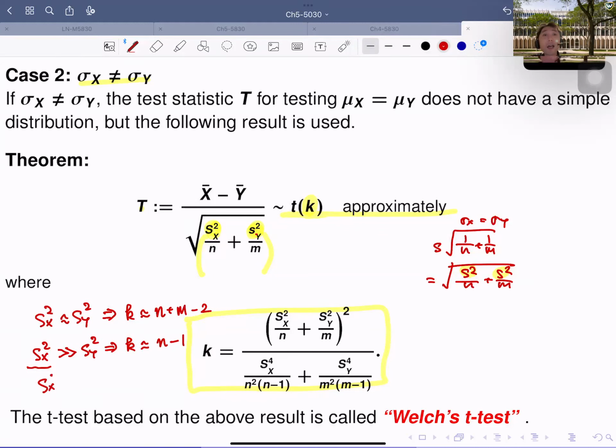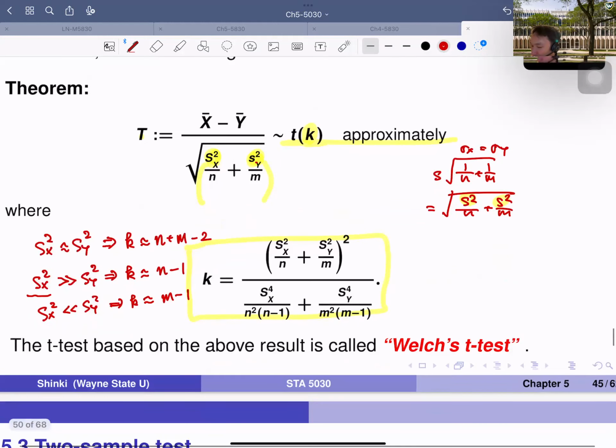And if s_x square is much less than s_y square, then k is approximately m minus 1. And if in between, like s_x square is twice as large as s_y square, then k is somewhere in between. So the formula for k represents that situation. It depends on s_x square and s_y square, but also depends on n and m. You don't have to remember this formula, but yes, we have some approximation theory.